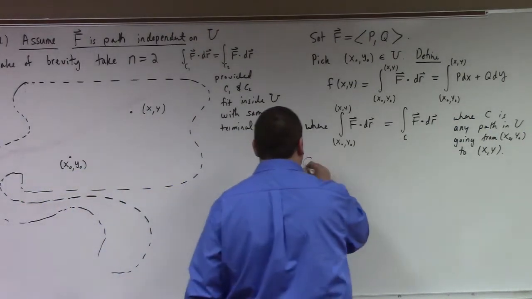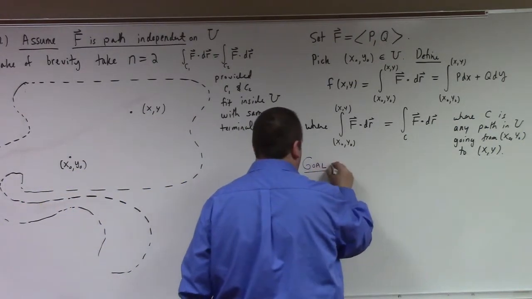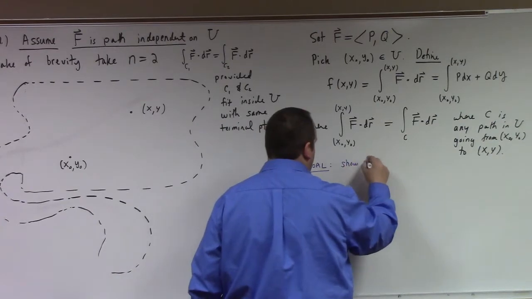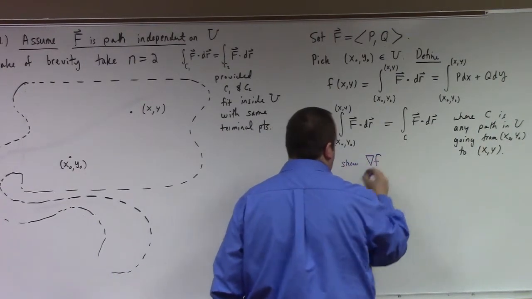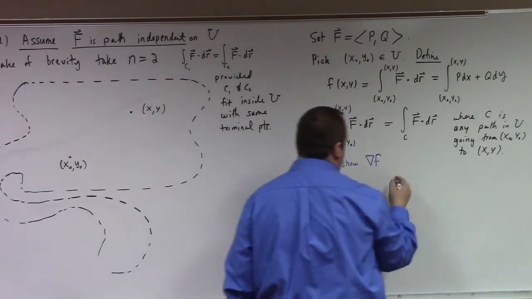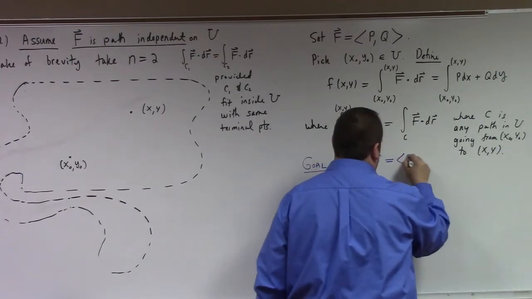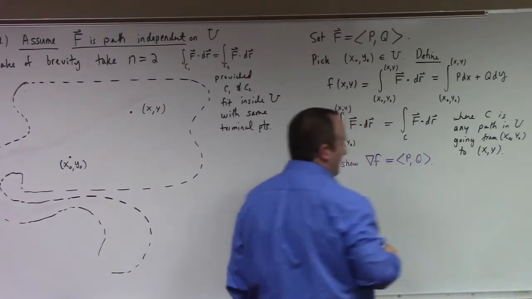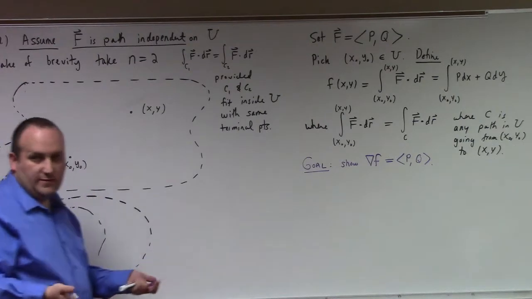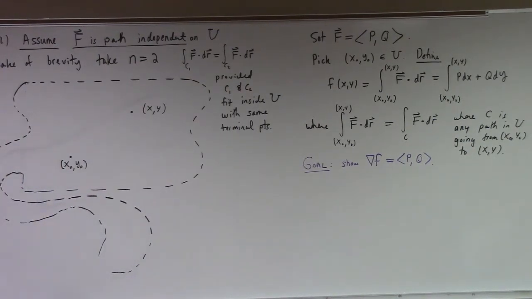So our goal is to show that the gradient of this construction, this gradient of this f so constructed, is equal to p comma q. If we can show that, our job is done. We've proved that this is in fact the potential function.